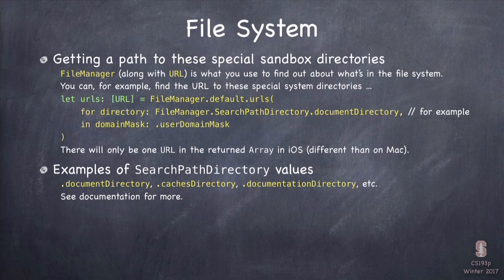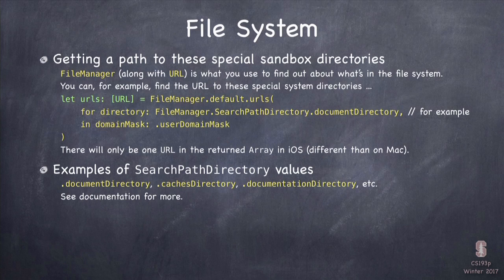And it gives you an array of URLs. In iOS, there's only ever one URL in there. The reason this is an array is that on desktop machines like the Mac, sometimes you'll have a library directory that has one for the user, one on the network, so there are multiple of them. But in iOS, all things are inside the sandbox, so the only domain is the user domain mask. So there's only ever one URL: one URL for your documents directory, one for your caches directory, one for your documentation directory, one for your application directory, just one, because it's the one in the sandbox.